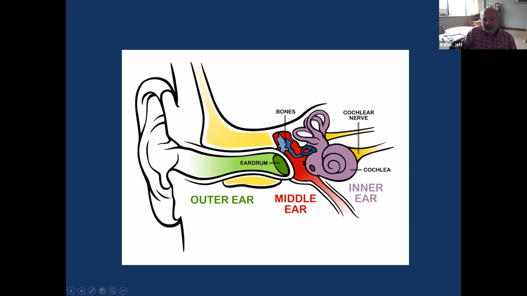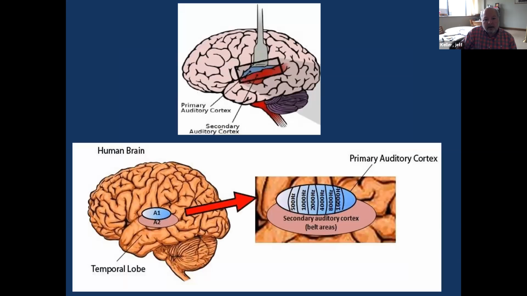And we know a lot about how this particular system works, the outer, middle, and inner ear. From here, when a signal is received, to how we perceive that signal, we know a lot less, but we're gaining a lot more knowledge through functional MRI. And I'm going to show you some of these images.